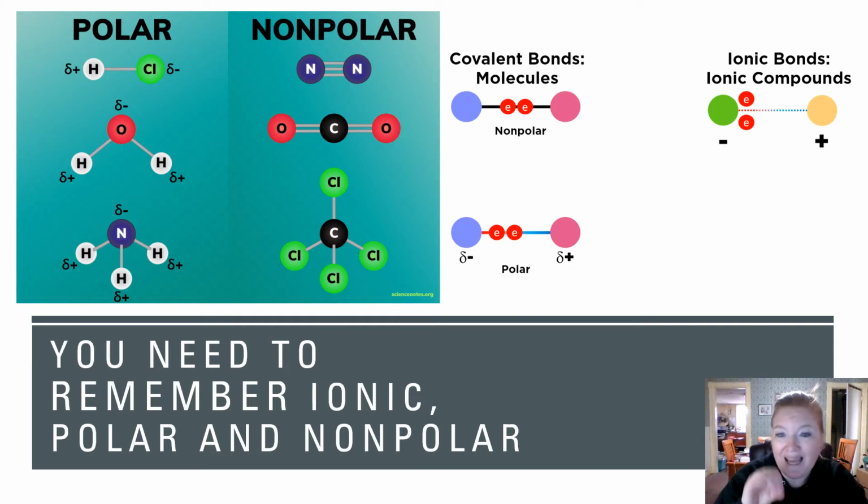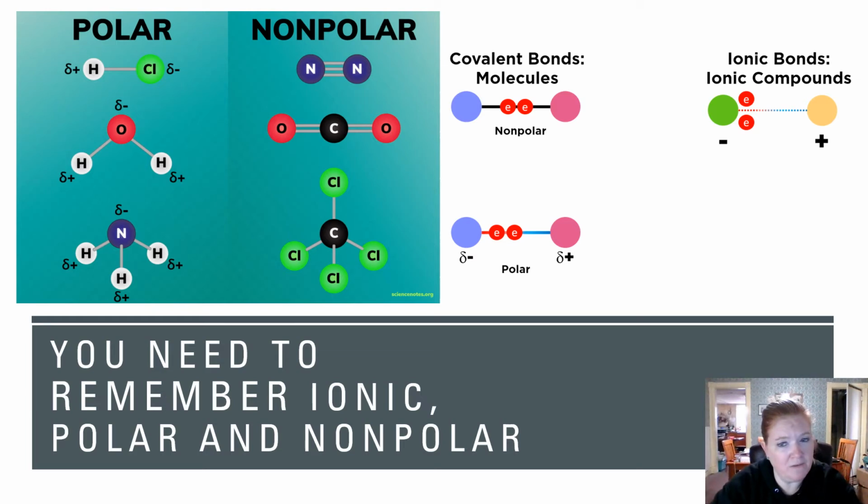Well, you need to remember ionic, polar, and nonpolar. So polar, we have electrons that are not shared equally, so we end up with partially positive and partially negative ends. We have nonpolar, where we have electrons shared equally, no charges. And then we have ionic, where electrons are completely transferred and we end up with charges.